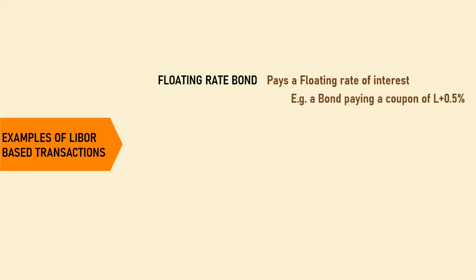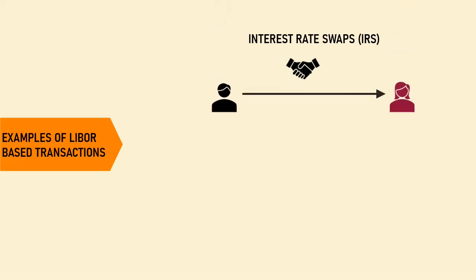Let us now discuss some examples of Libor-based products or transactions. The most straightforward example of a Libor-based transaction is a floating rate bond which pays an annual interest rate based on Libor, say Libor plus 0.5%. As the value of Libor changes, the interest payment on the bond will keep changing. It is also used to structure interest rate swaps, which are contractual agreements between two parties to exchange interest payments at specified intervals.